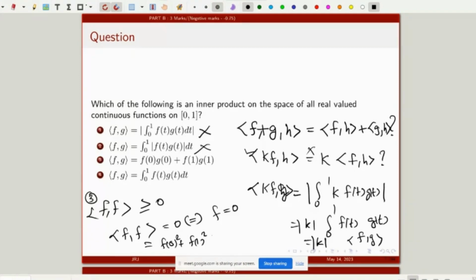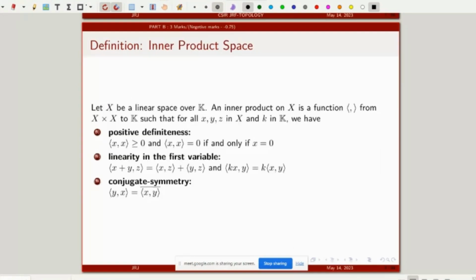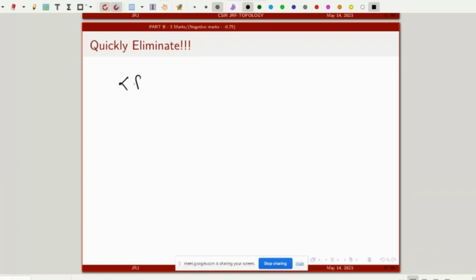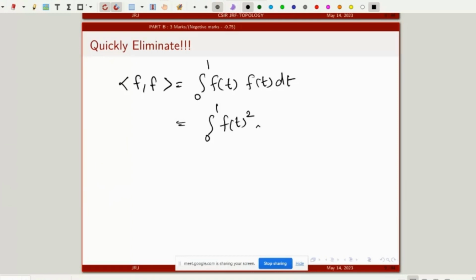So now the question is, inner product of f with f equal to 0, does it mean that f equal to 0? So we have inner product of f with f equal to integral 0 to 1 of f(t) times f(t) dt, which is equal to integral 0 to 1 of f(t) squared dt. And we know that this is equal to 0. And we have one more condition, that is, f is a continuous function. If f is a continuous function, then f(t) squared is a positive continuous function. And if its integral is 0, what can we conclude from here?